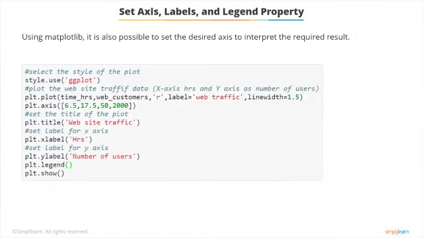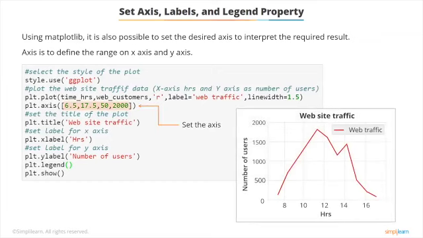Using matplotlib, it's also possible to set the desired axis to interpret the required result. Use the axis method to set the axis. In this example shown on the screen, the x-axis is set to range from 6.5 to 17.5, and the y-axis is set to range from 50 to 2000.